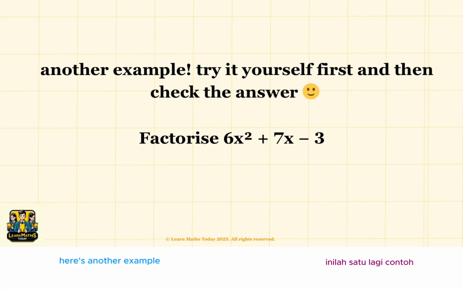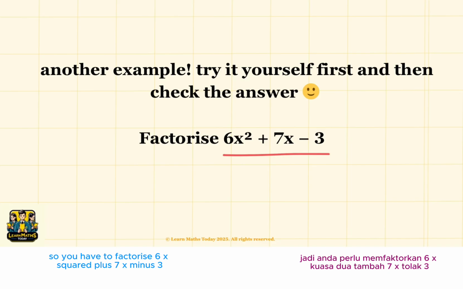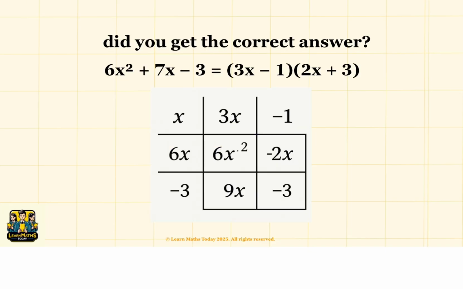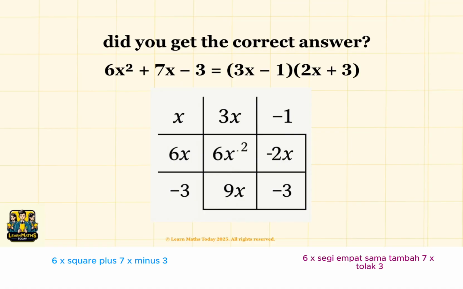Here's another example. Try it for yourself first and then check the answer. So you have to factorize 6x squared plus 7x minus 3. Did you manage to get the correct answer? If not, let's go through the working step by step. We will use the box method to factorize 6x squared plus 7x minus 3.